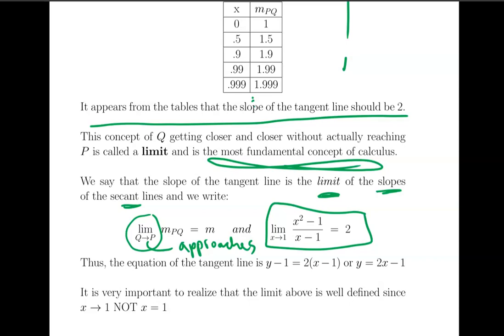Okay, again, limit. Notice that x cannot be 1, because that would be a ginormous problem down here. So we cannot allow x to equal 1. So the limit is about x getting closer to 1, which is really what that's related to.